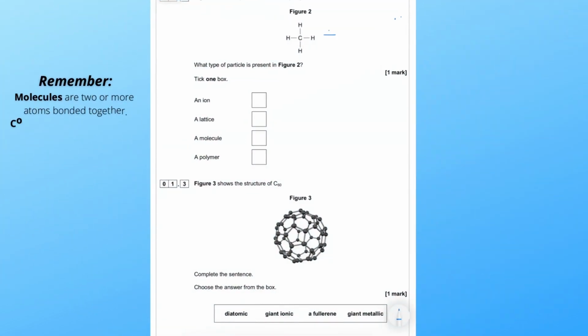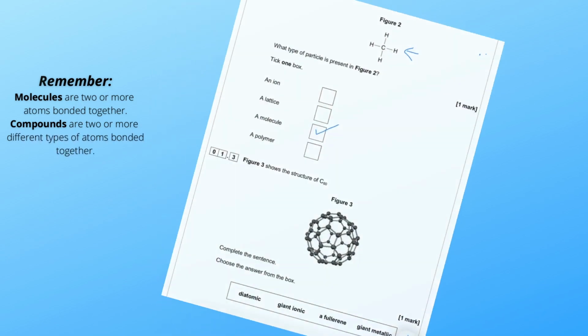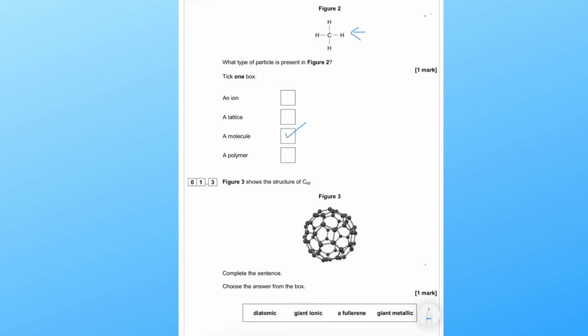Figure 2 shows a particle of methane. What type of particle is present in Figure 2? This type of particle is called a molecule. Figure 3 shows the structure of carbon C60. And what do we call this type of structure? This type of structure is called a fullerene.